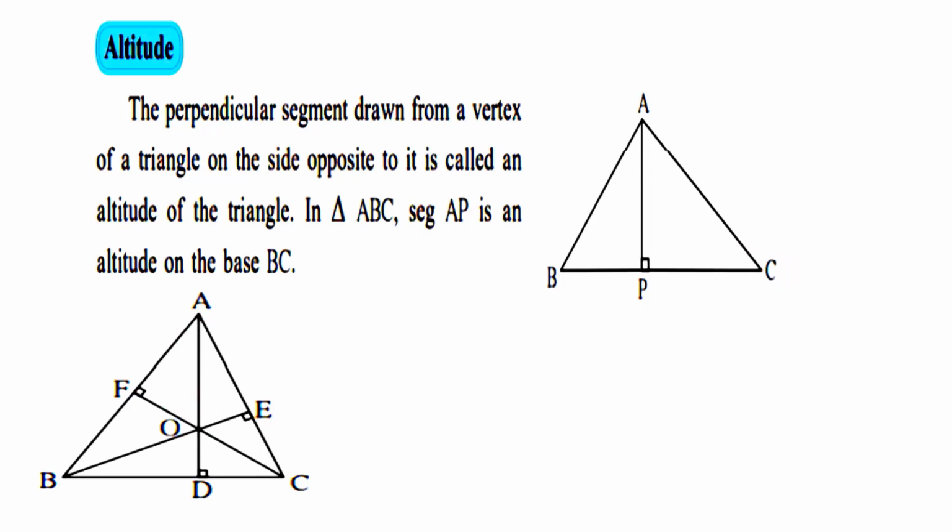In triangle ABC, there are three altitudes. These are concurrent. The point of concurrence is called orthocenter and it is denoted by the letter O.